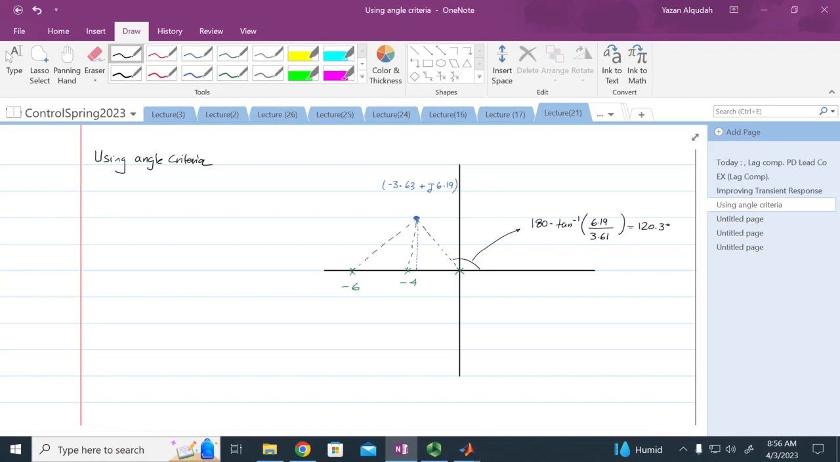What is the angle it makes with this pole here at the 4? What is this angle going to equal to? This one.